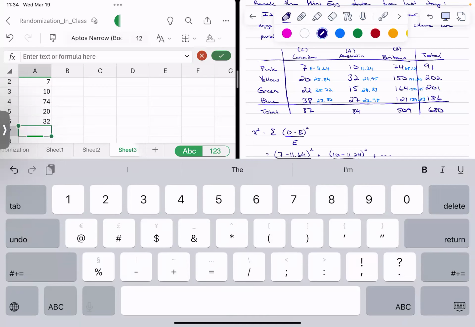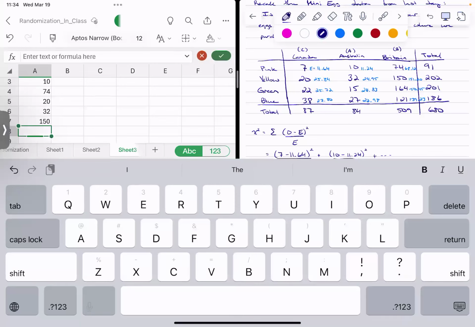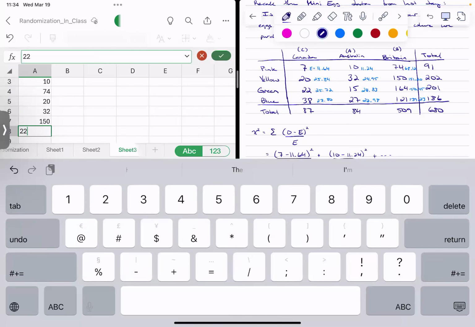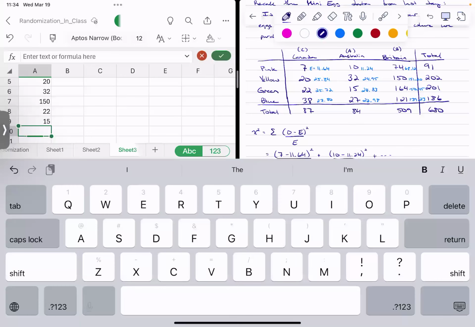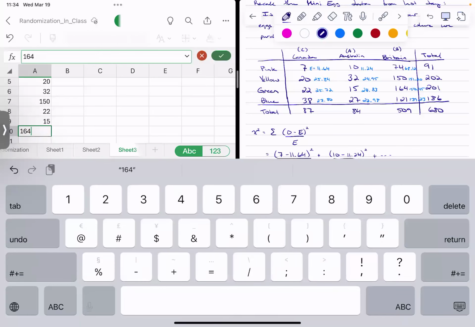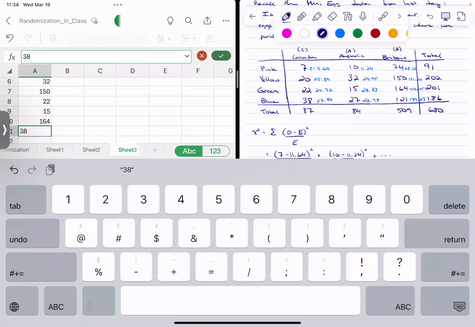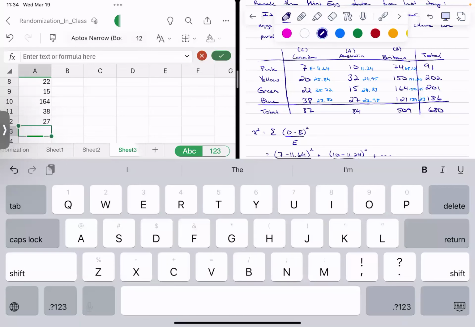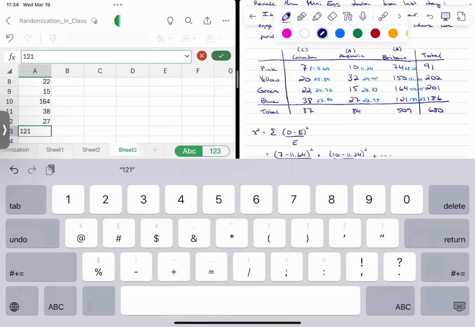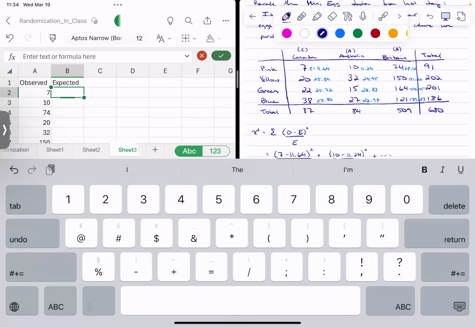150. Are we going across? Yeah. 22, 15, 164, 38, 27, and 121. Nice. Oh, these expected counts. Okay, we can do it. I can read them out.